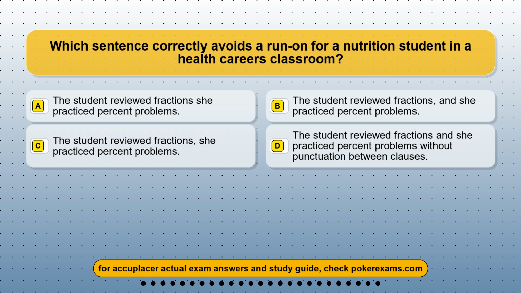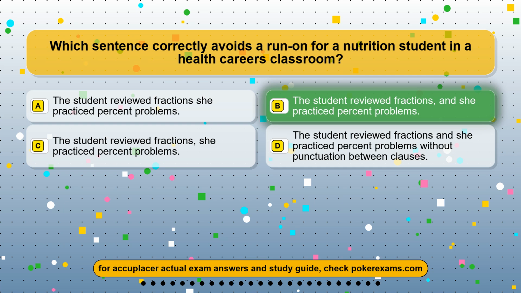Question 18. Which sentence correctly avoids a run-on for a nutrition student in a health careers classroom? Option A. The student reviewed fractions, she practiced percent problems. Option B. The student reviewed fractions, and she practiced percent problems. Option C. The student reviewed fractions, she practiced percent problems. Option D. The student reviewed fractions and she practiced percent problems without punctuation between clauses.